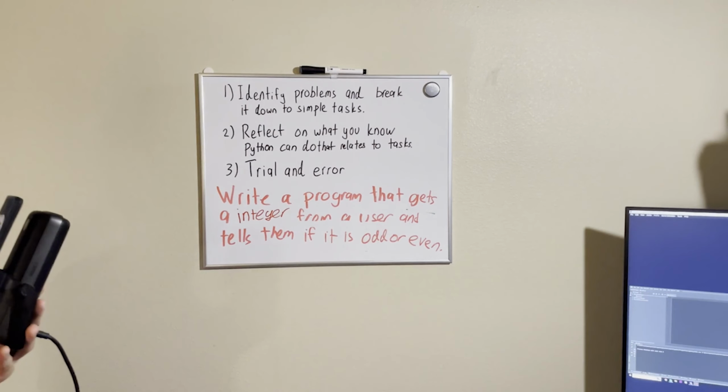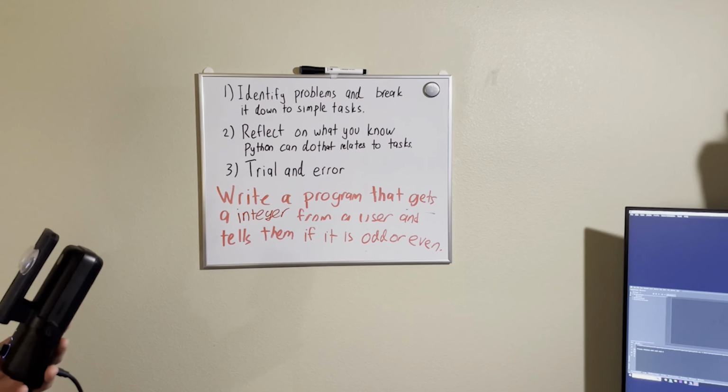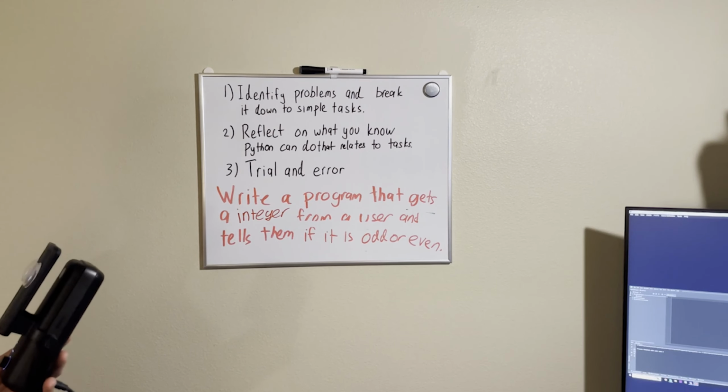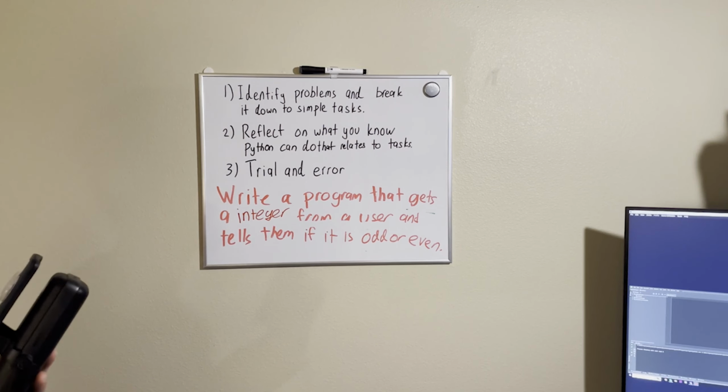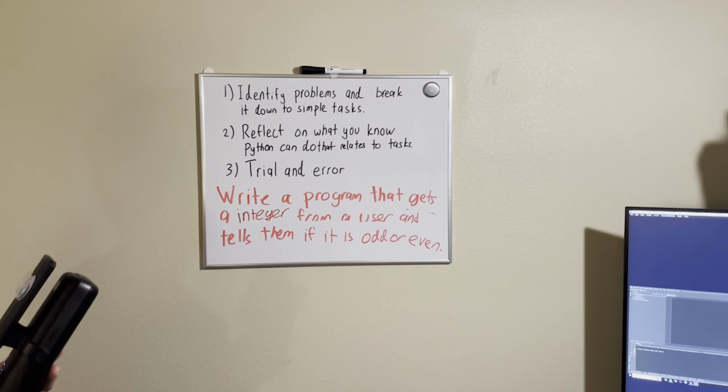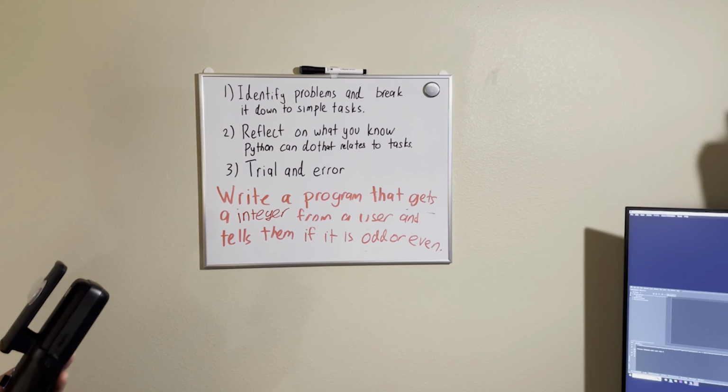The first step is to identify the problems and break it down to very simple tasks. Number 2 is to reflect on what you know about Python and what you can do with Python to actually solve it. And number 3 is implementing that and just doing trial and error.